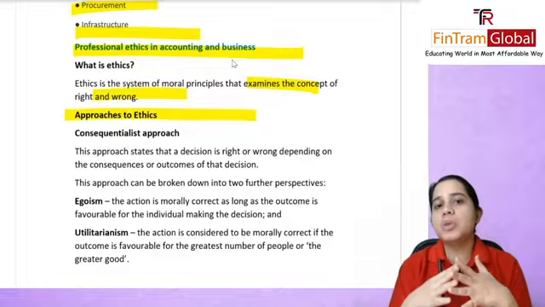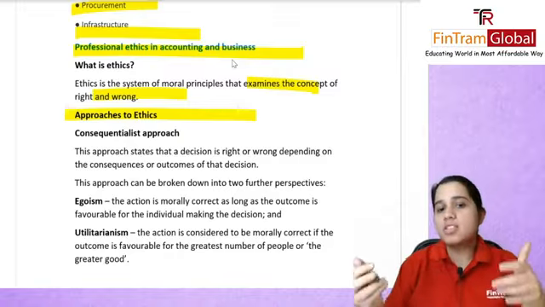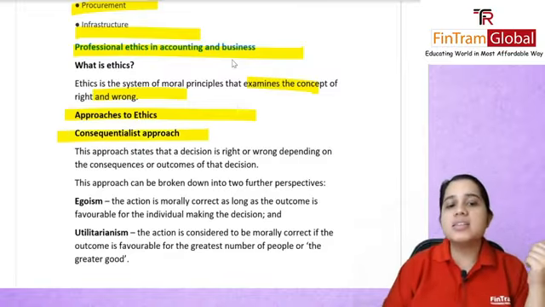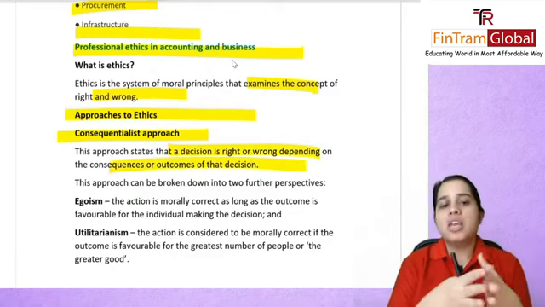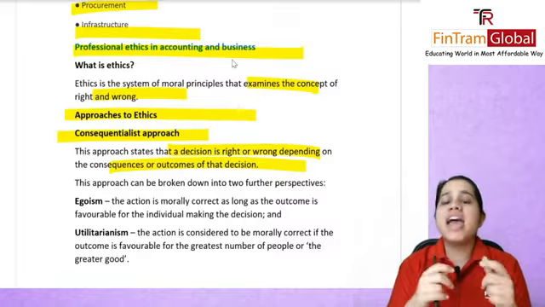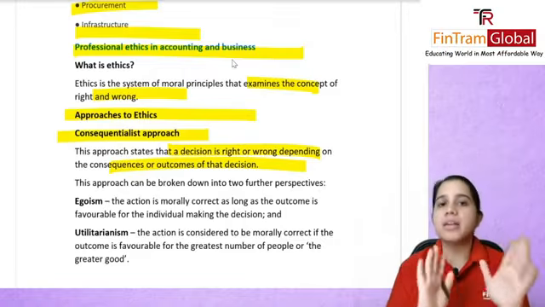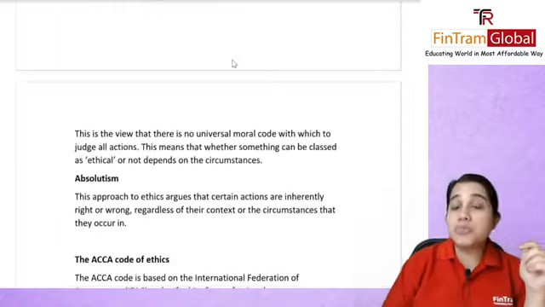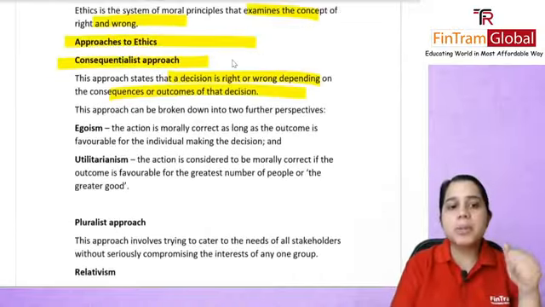teleological. These are people who will say that it depends on the consequences. The consequentialist approach says that a decision is right or wrong depending on the consequence. So they are also known as teleological. And you have your deontological. They are those who will say no, some things are right and some things are wrong, which we had of course covered in our absolutism. So they are deontological. That is another term to keep in mind.